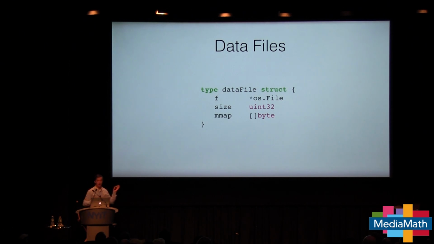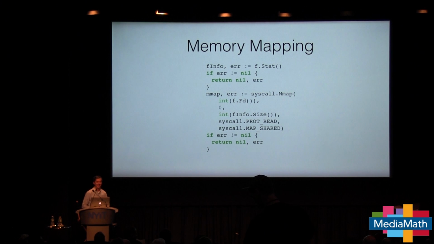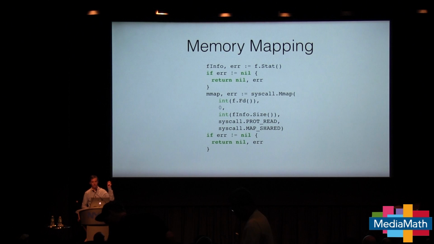We have the file handle, we have the size of it, and we have this byte slice here that we're going to use later. We're going to memory map this thing. Memory mapping lets the OS handle caching for you, which is awesome. And it also allows us to have a huge block of data that's accessible to us as a byte slice that the garbage collector doesn't know about. So we're hiding from the garbage collector, even though the 1.5 garbage collector is glorious, I agree.